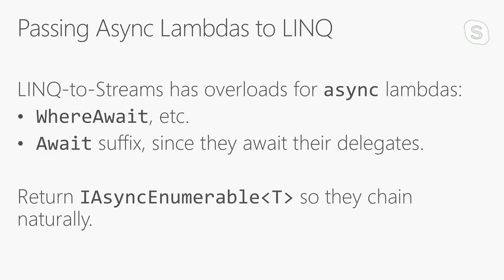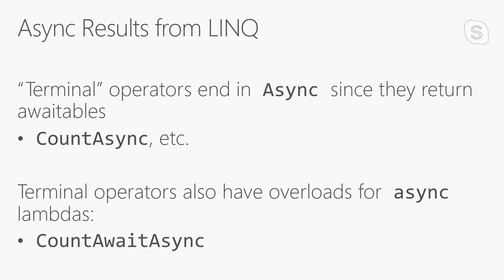There's another way to do asynchrony in LINQ, and that is with what I call terminal operators. These are operators that return a value. They don't return an enumerable. So things like Count: count up all the members in this enumerable. These terminal operators end in Async because they return awaitable. So these are things that you should await directly, not await foreach, but await directly. So CountAsync, for example.